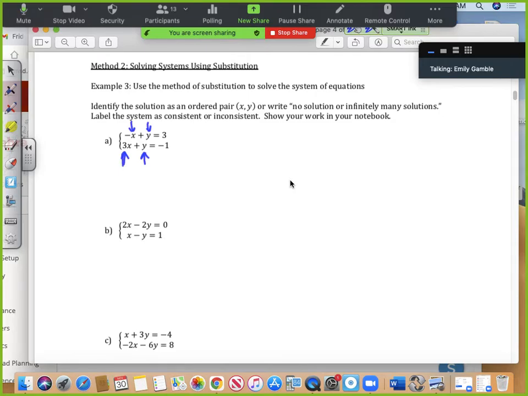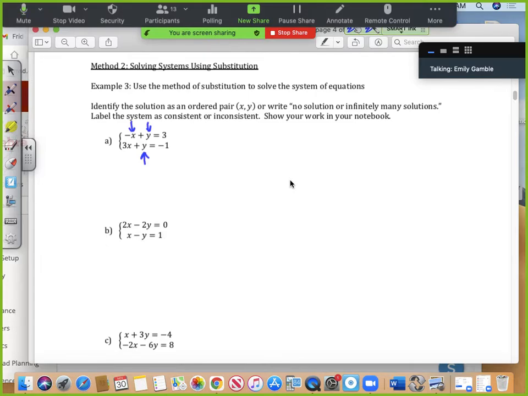And this 3x here, I wouldn't want to solve for that one because I know if I did, I'd eventually have to divide by 3 and I'm going to get fractions. However, if you solve for any of the other 3, that first x, that first y, or the second y, your answer will be nice and easy. It does not matter which one you solve for, but you have to choose one.